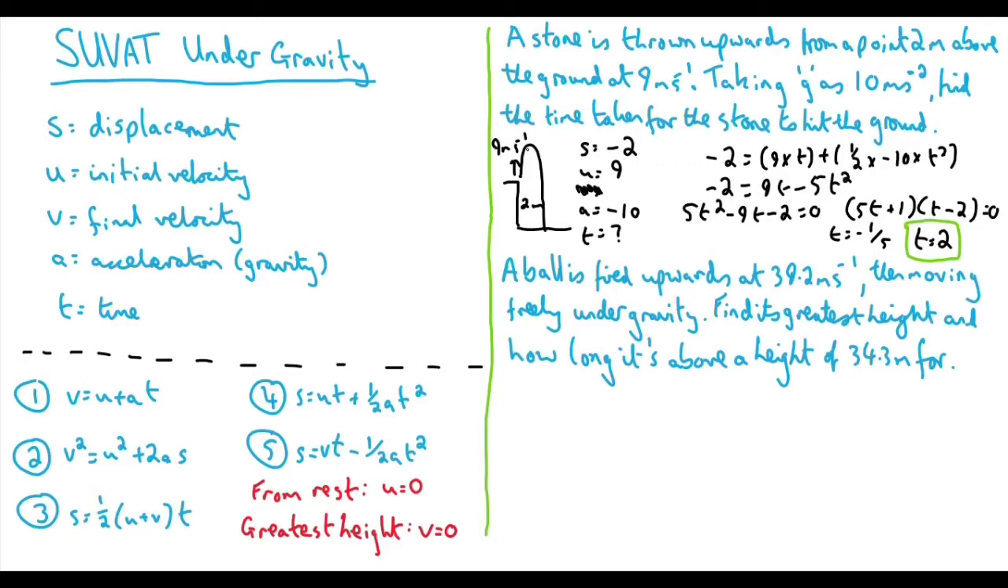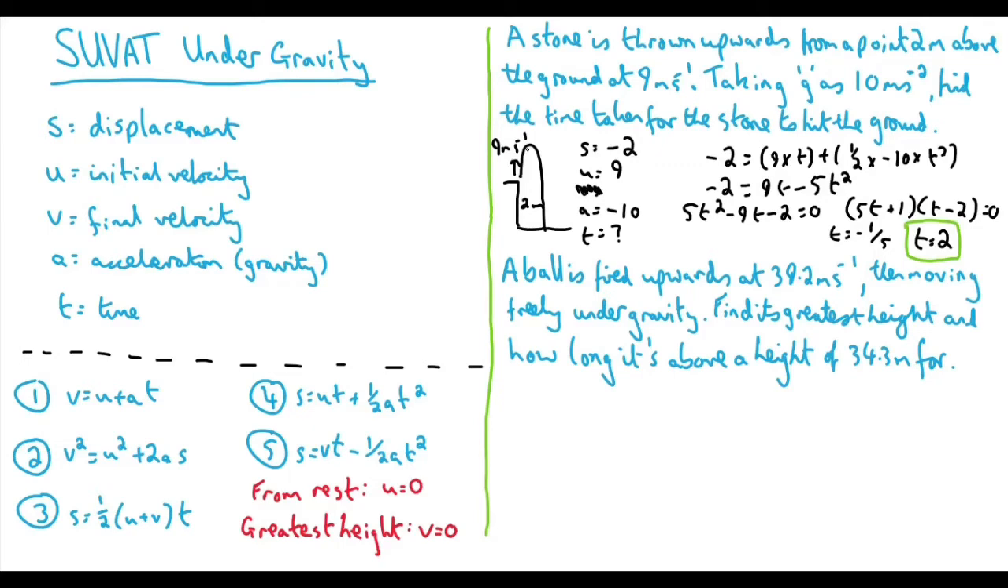If we're okay with that, let's just see how you might get along with this next one. A ball is fired upwards at 39.2 meters per second, then moving freely under gravity, so no air resistance. Find its greatest height and how long it's been above the height of 34.3 meters for. Pause the video, have a go for yourself. Just again, think carefully about which values the question has given you. Press play again when you're ready to compare.